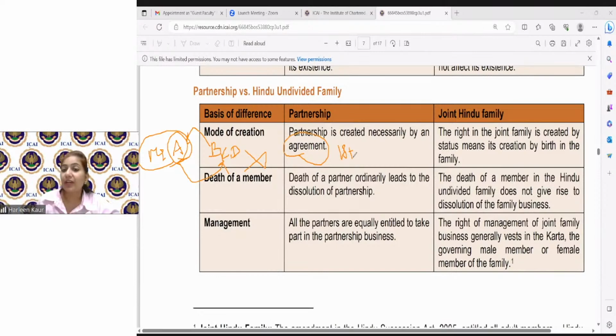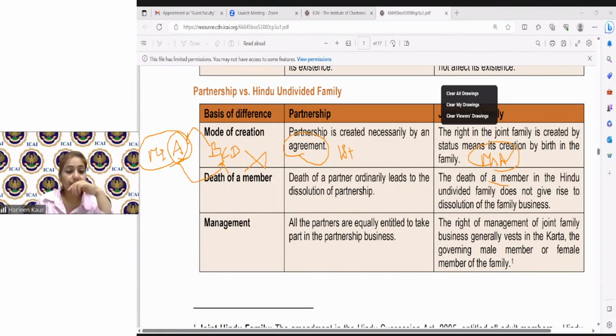But in HUF, if Mr. A is born in the family of HUF, then he becomes the partner by birth. Partner means member. He becomes the member in HUF by birth. He doesn't have to wait till the age of 18 years. It's not that he's a minor, he becomes major, then he becomes the member. No. By birth, you get the right in the Hindu undivided family. The family which is not yet divided, it's a joint Hindu family who is staying together and doing the business.